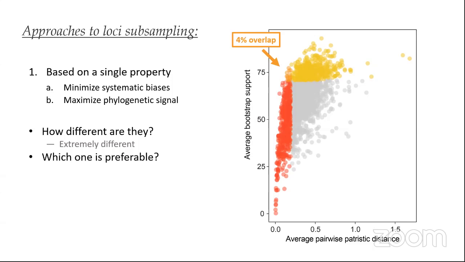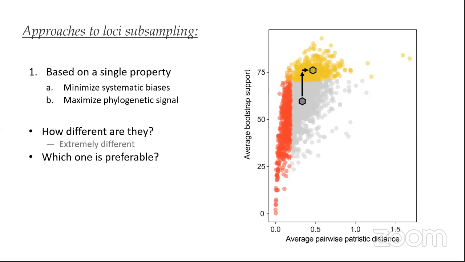But which one of the two is preferable? If we look at the centroids of the distributions, here in gray you have the centroid of the entire distribution. In red, the one that you obtained after selecting genes with low evidence of bias. When you do this type of subsampling, not only are you decreasing bias, which is the main objective, but you're also decreasing signal. And conversely, when you try to increase signal, you're also increasing biases. And this emerges from the fact that these two properties are positively correlated.